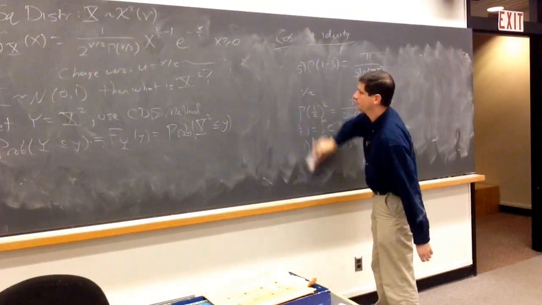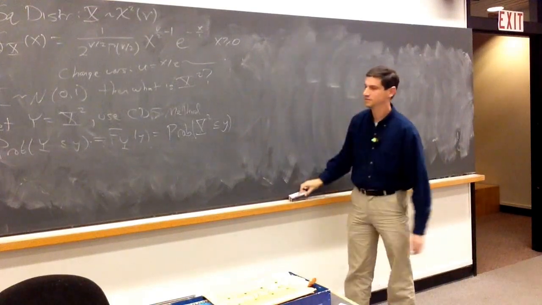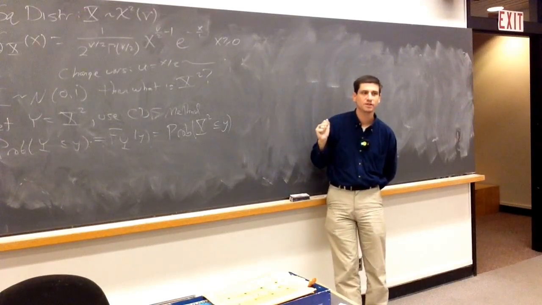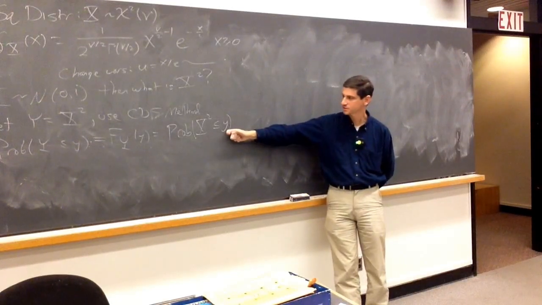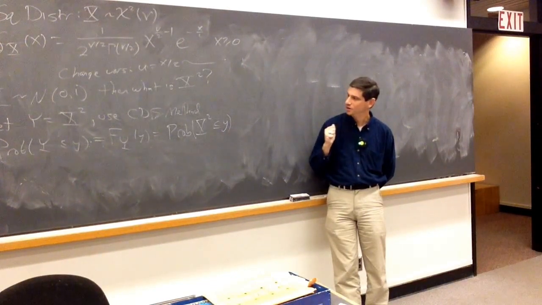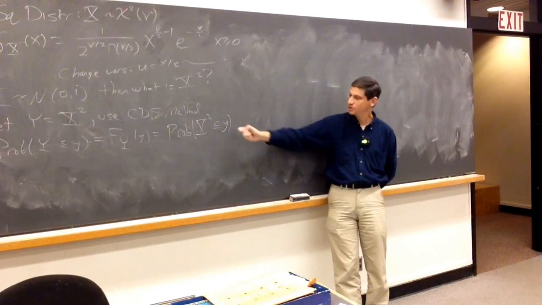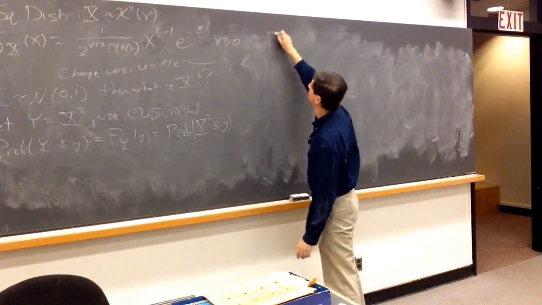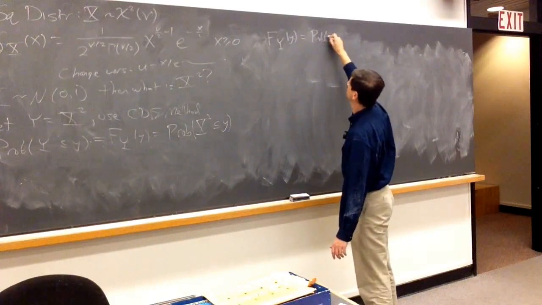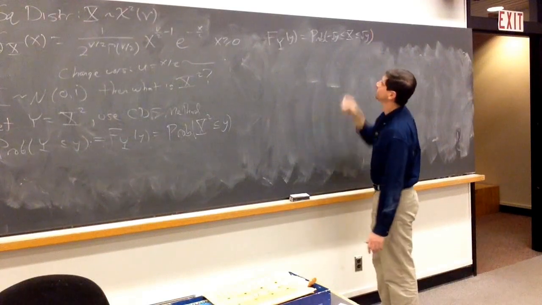Okay. What does it mean for x squared to be less than or equal to y? X should be less than the square root of y. Almost. Okay, you know x is positive. We do not know that x is positive. X is normal 0, 1. So if we know that x squared is less than or equal to y, we get F_Y of y is equal to the probability that negative square root of y is less than or equal to x less than or equal to square root of y.